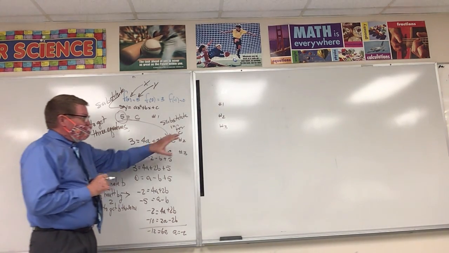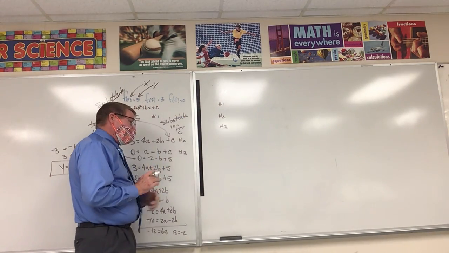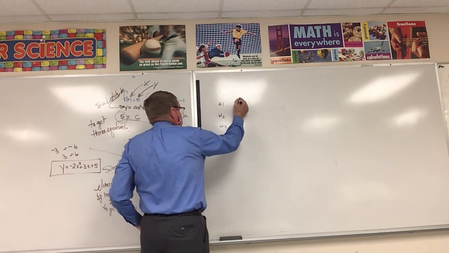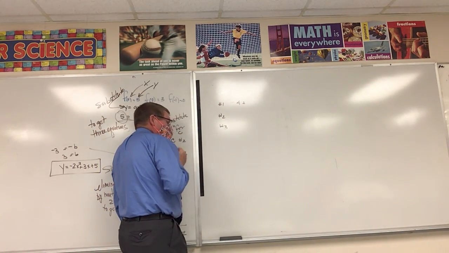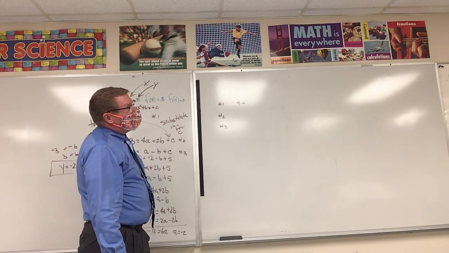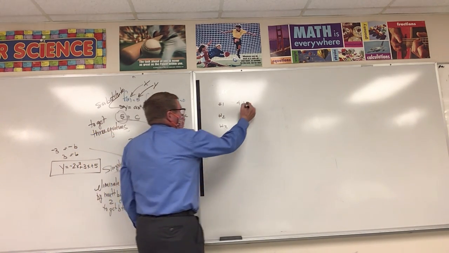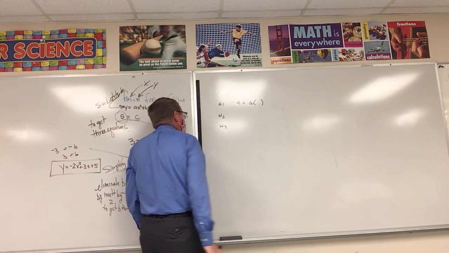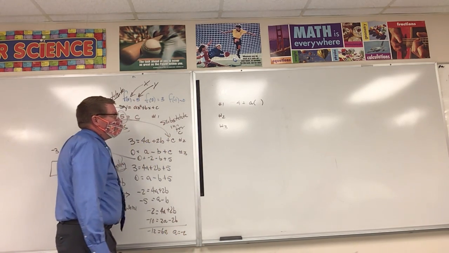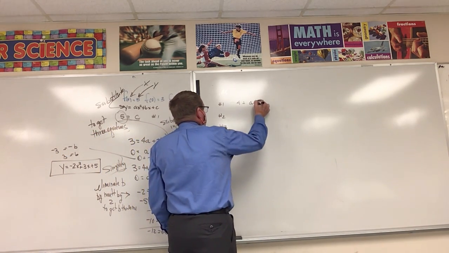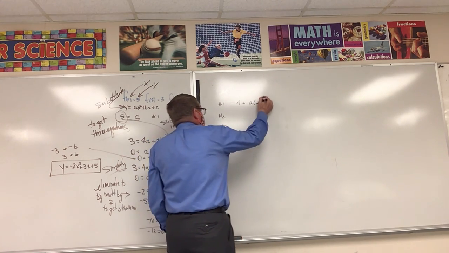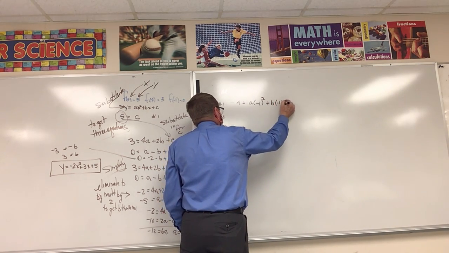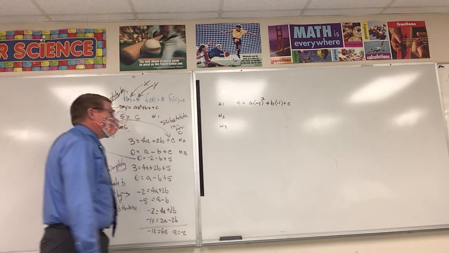And just tell me what to write. So do any paper. Tell me what to write. Negative 4 equals a times negative 1, or, yeah, negative 1 squared plus b times negative 1 plus c. All right, Jed, tell me the second one.